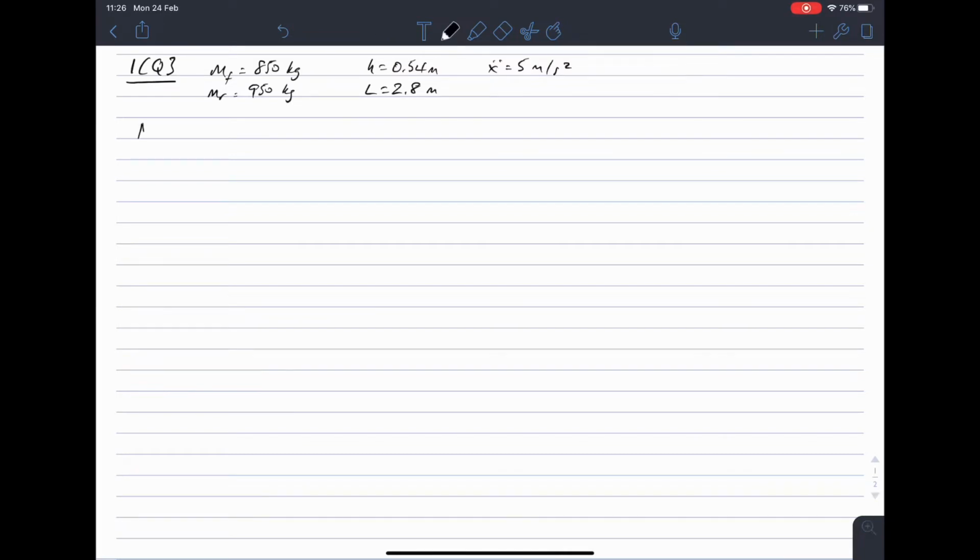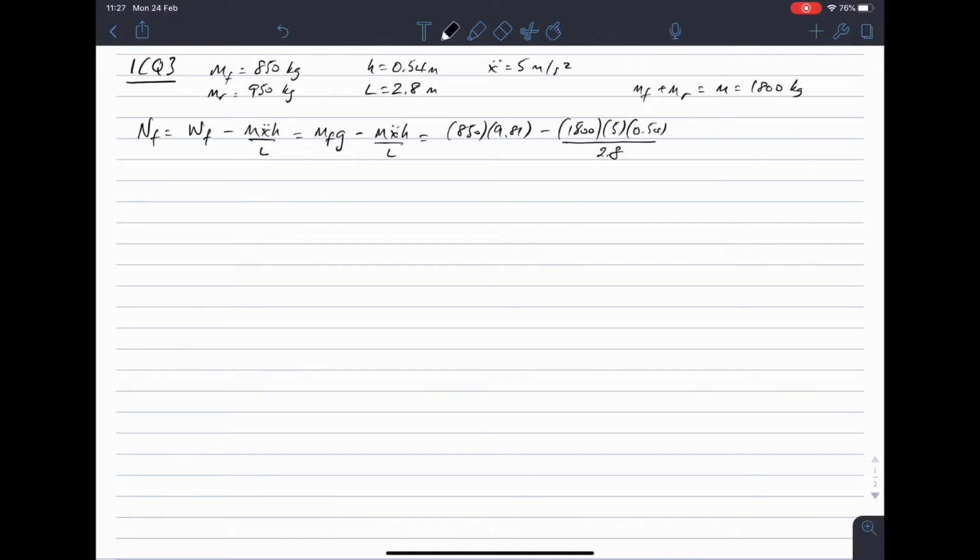And so NF, we've got the weight on the front minus mx double dot times by the height over the wheelbase, and so that's going to be mfg minus mx double dot h over L, which is 850 times 9.81 minus 1800, because mf plus mr equals m, times 5 meters per second squared, times 0.54, the height, divided by the wheelbase, 2.8. That gives 6,603 newtons.